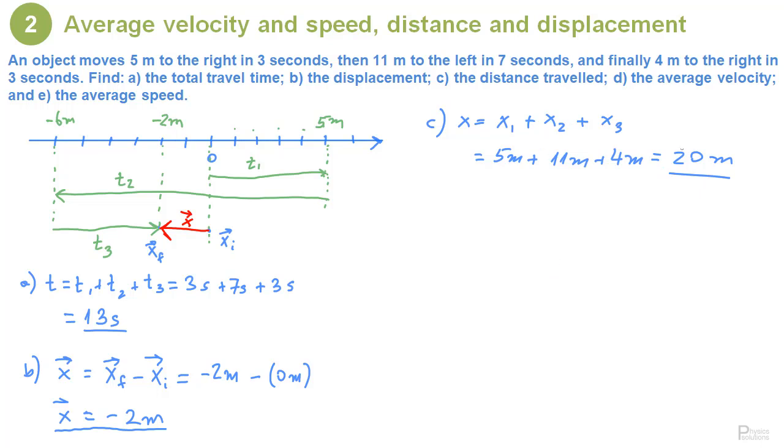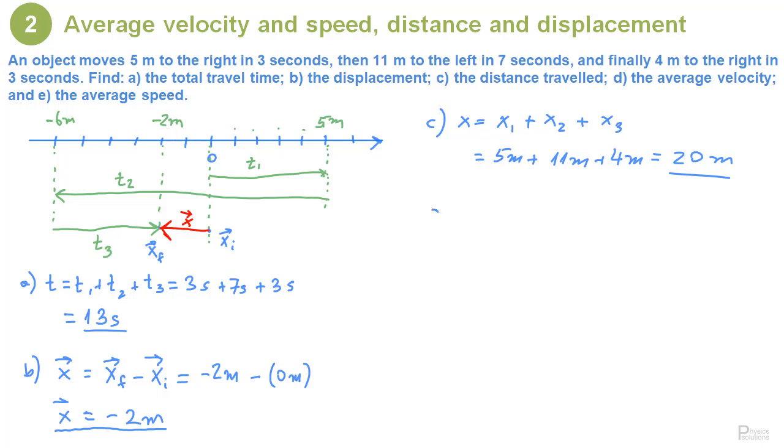Important though is to notice the difference between distance and displacement. Distance has units, just as displacement, because in this case it's length, so it's meters. It has a magnitude, which is the number, but it has no direction. It's not a vector. This is what in physics we call a scalar quantity.